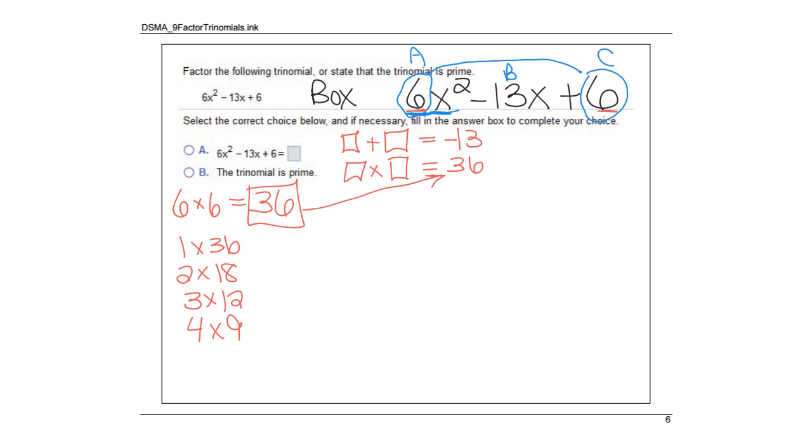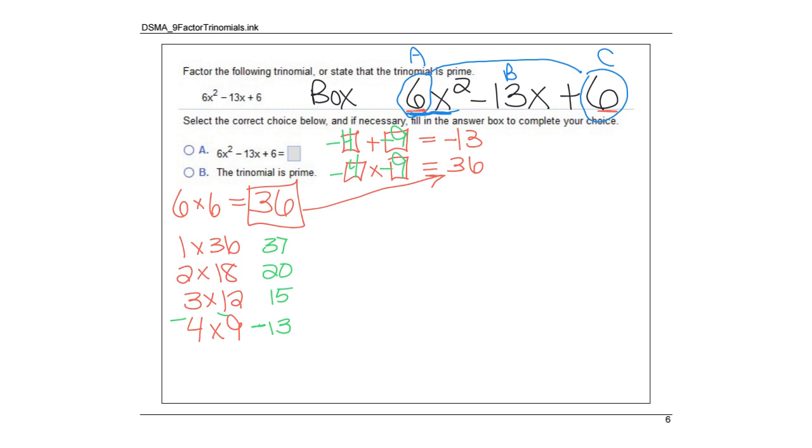So if I add 1 and 36, I get 37. That doesn't work. 2 and 18 is 20. 3 and 12 is almost there, I get 15. And then 4 and 9, I get 13. Well, I need negative 13, and so I would need a negative 9 and a negative 4 here. But that's okay. Negative 4 plus negative 9 is negative 13, and negative 4 times negative 9 gives positive 36.